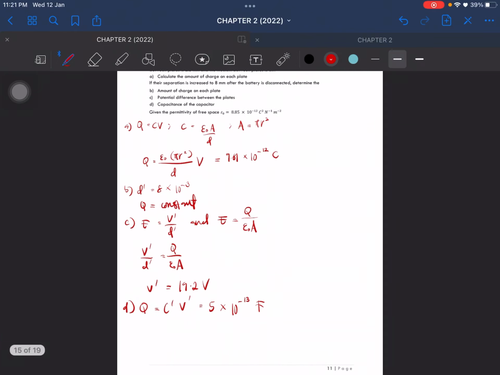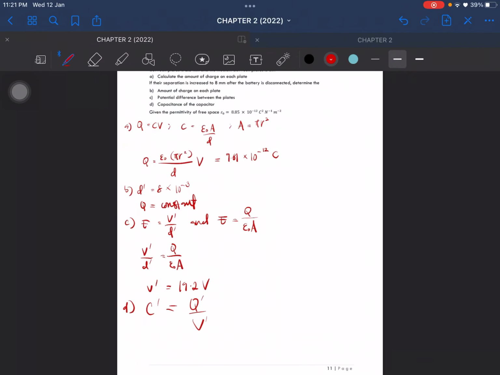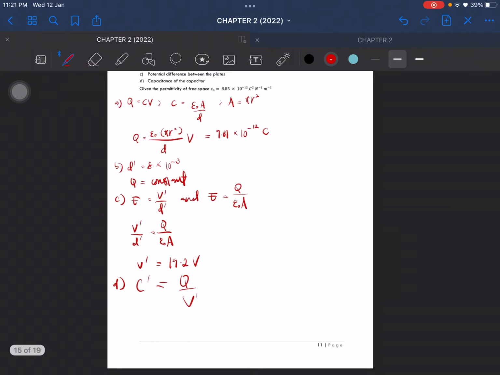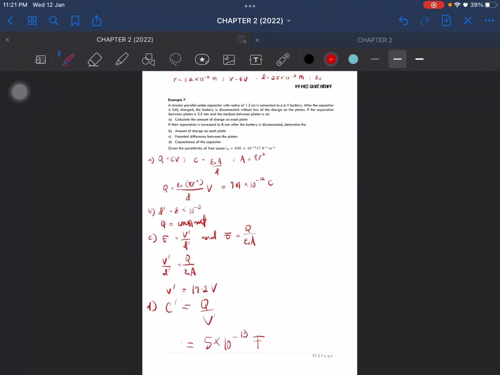And lastly, we are looking for the capacitance of the capacitor. Sorry, the formula is C equal to Q over V. So from here you should get 5 times 10 to the negative 13 farad. Right, so that is the solution for example number 7.